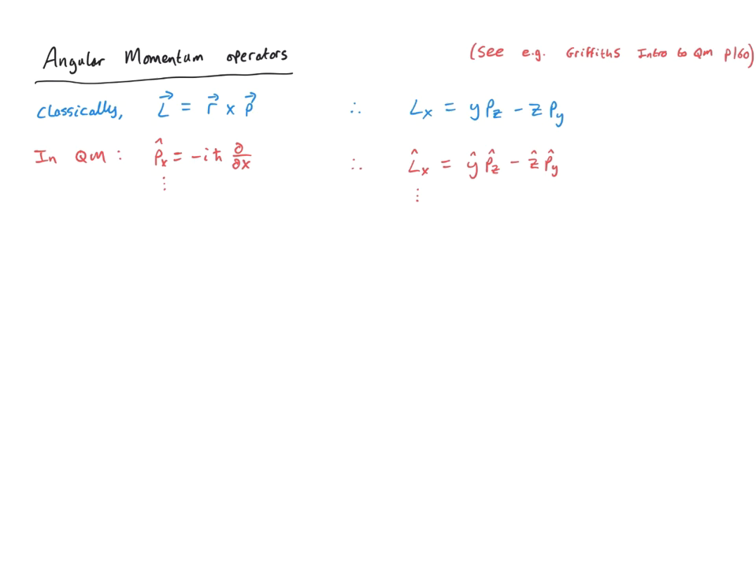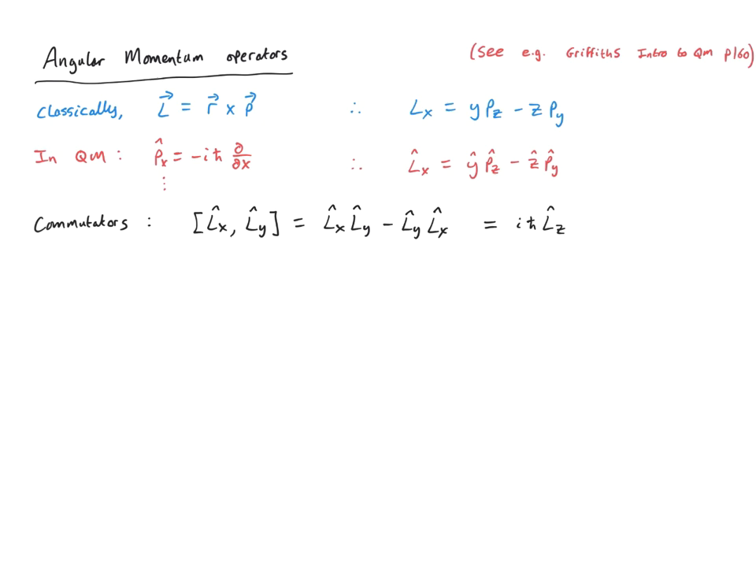The properties of angular momentum in quantum mechanics are characterized by the commutation relations between the angular momentum operators. So let's calculate them. If we calculate the commutator of Lx with Ly in the quantum mechanical world, we see that this is not zero. It gives us i h bar Lz hat.